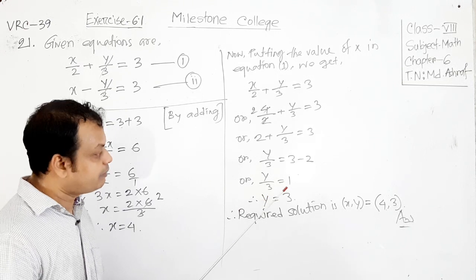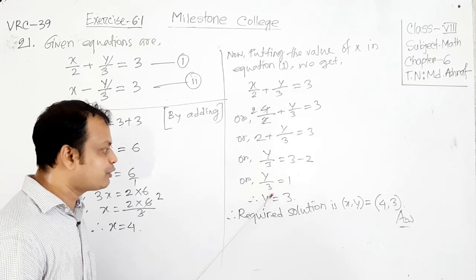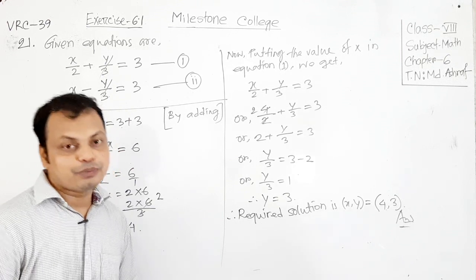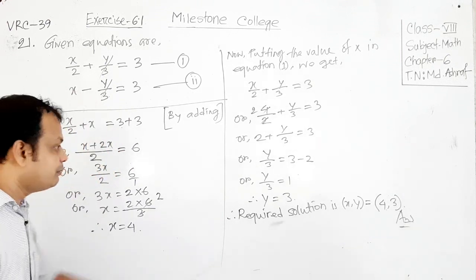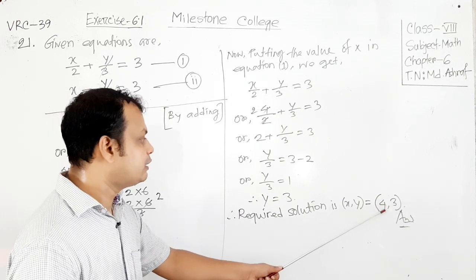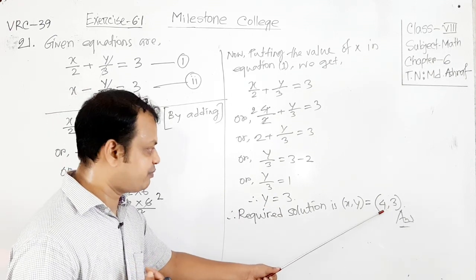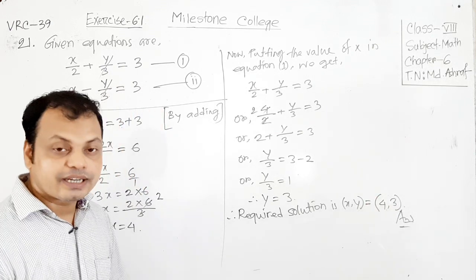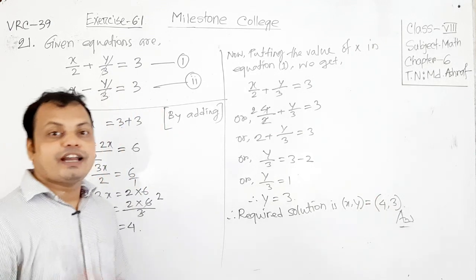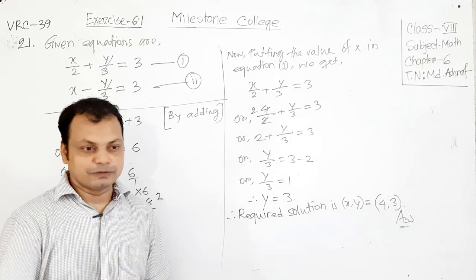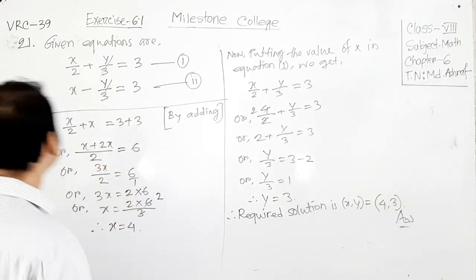Okay, so by cross multiplication we have got y equals to 3, and the required solution is x comma y equals to 4 comma 3. Here x is first, so when we write the value, the value of x will come first. Then 4 comma value of y is 3. So this is the answer, and this is the method of elimination. I think all of you have got it. Now we will start another one.